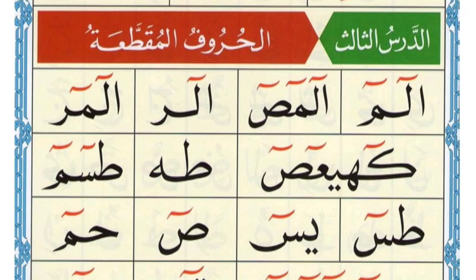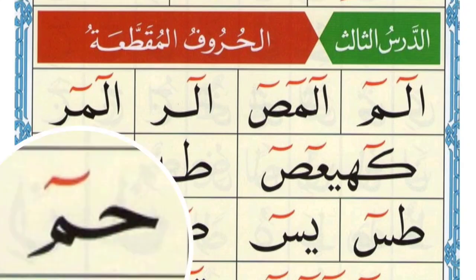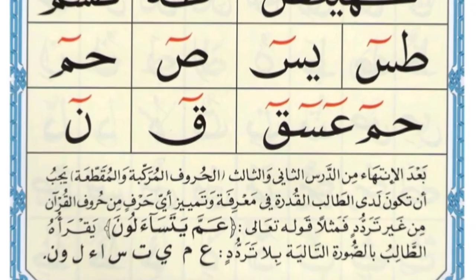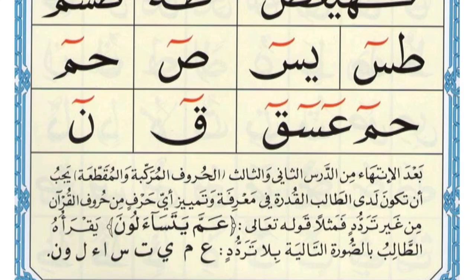The word we have here is Ha, then Mim. The first, Ha, has only 2 letters, so we're going to stretch it only 2 counts. And the second letter, which is Mim, we're going to stretch 6 counts because it contains 3 letters inside it. So you should read like this: Ha, Mim.